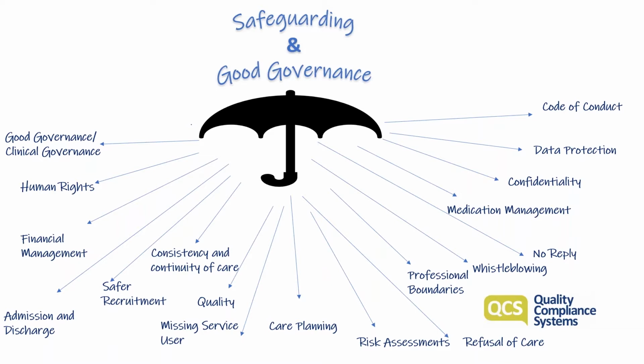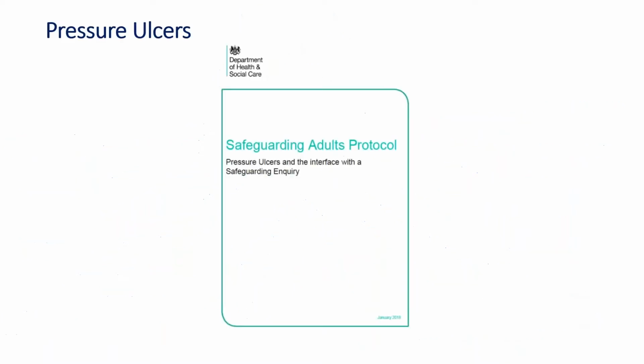In terms of safeguarding, we've talked about it being an umbrella term, and there are different aspects to it in terms of good governance, and one of those areas is around pressure ulcers. Leah's going to talk a little bit about this. It's one of her favourite subjects. So she's going to talk to you a little bit now about pressure ulcers in relation to safeguarding.